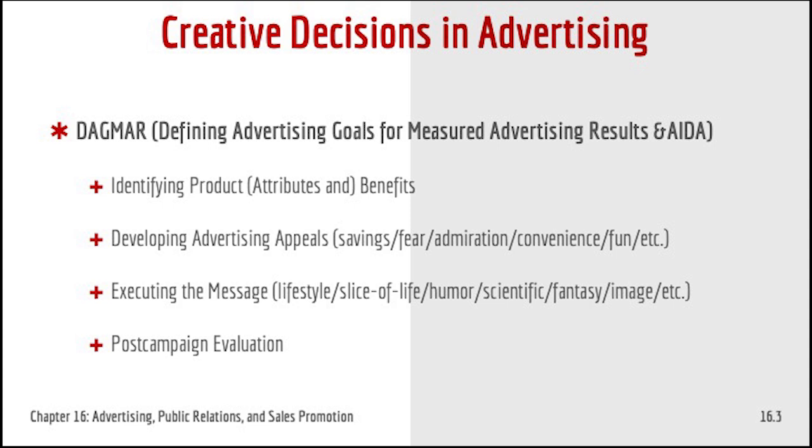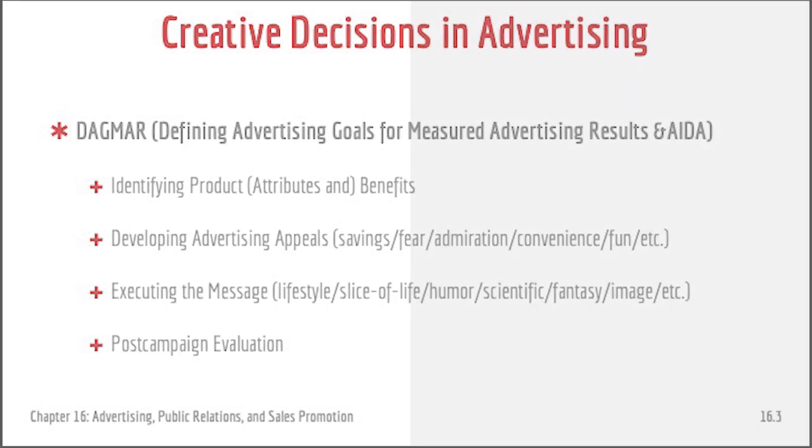A more systematic way of proceeding is the DAGMAR approach, which stands for Defining Advertising Goals for Measured Advertising Results. The process starts with defining the goals advertising is expected to accomplish. For example, a company may want to increase liking for its brand by 10%.